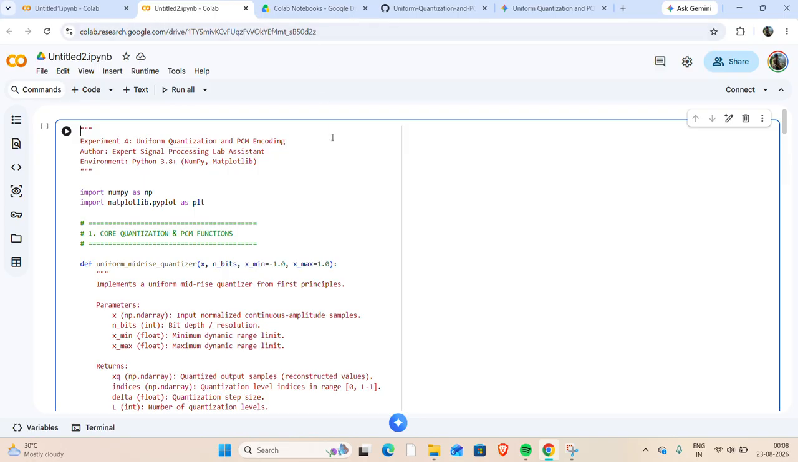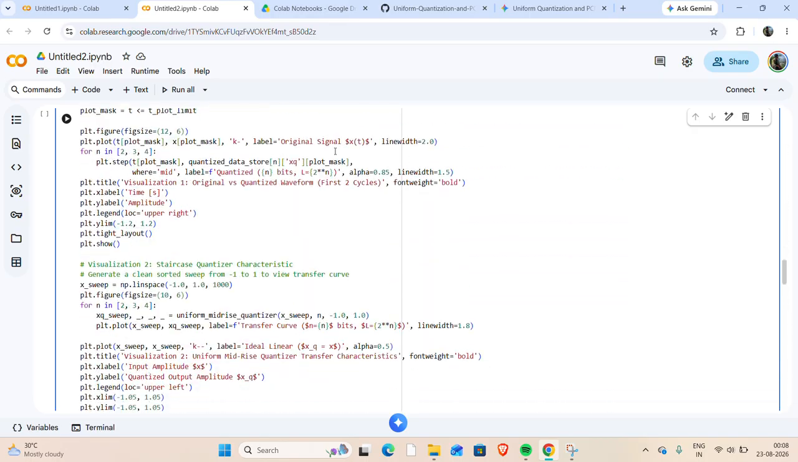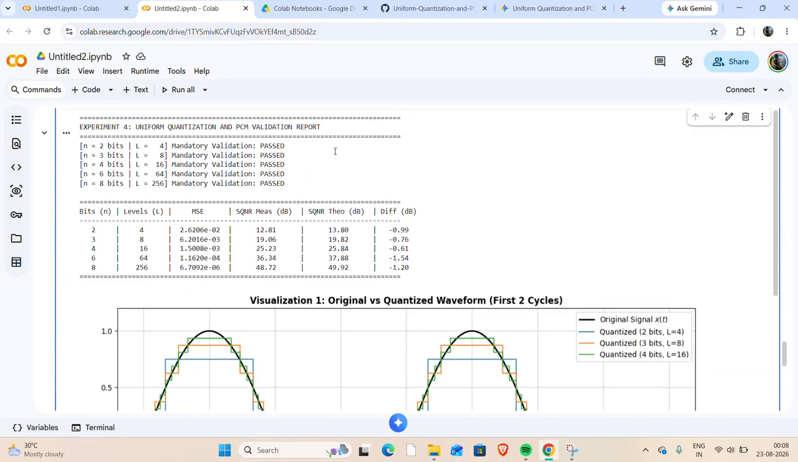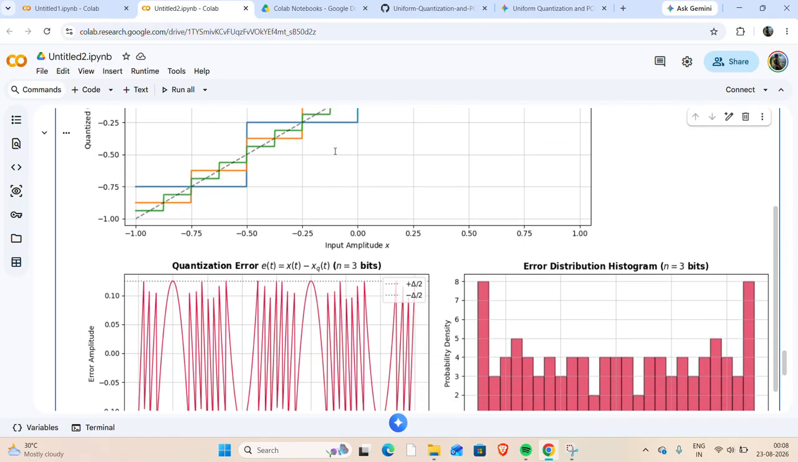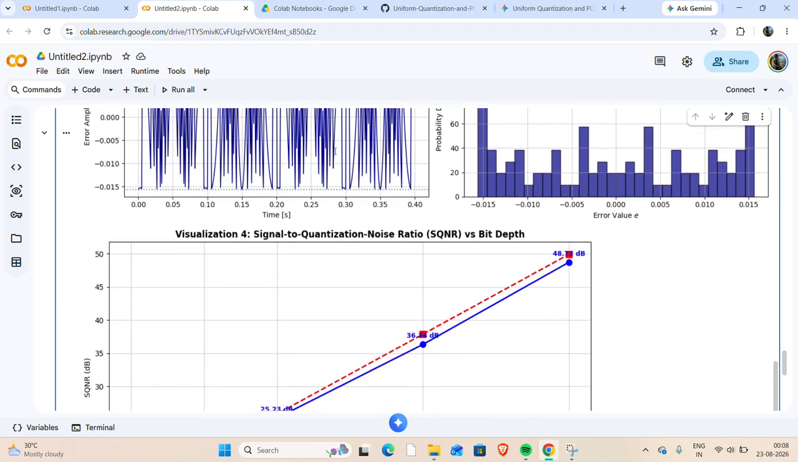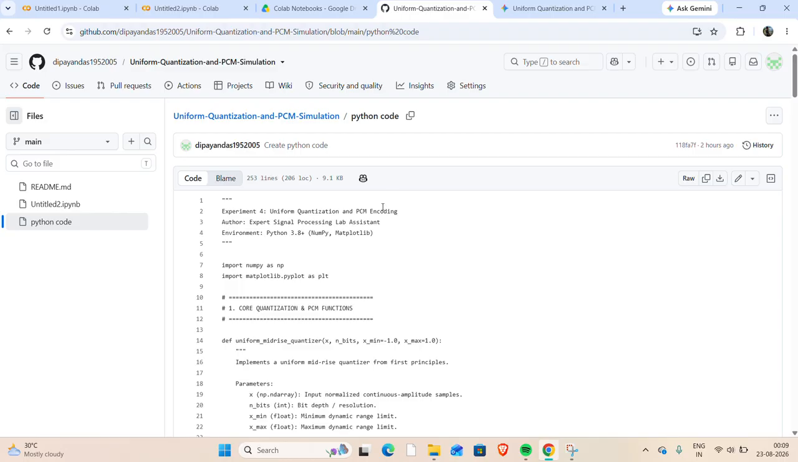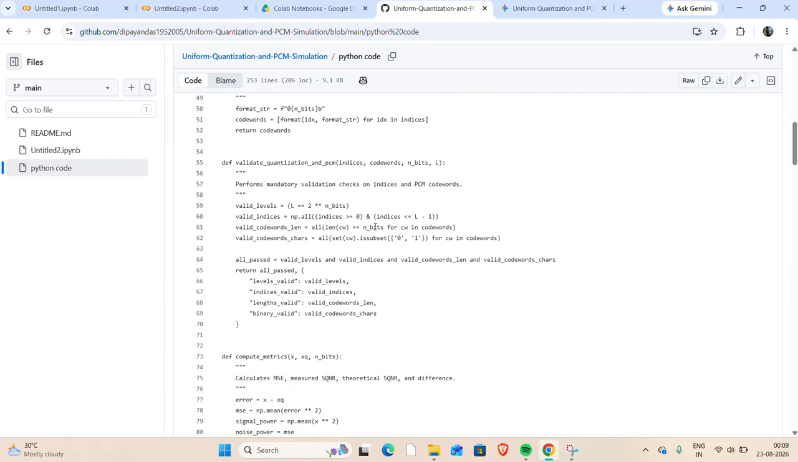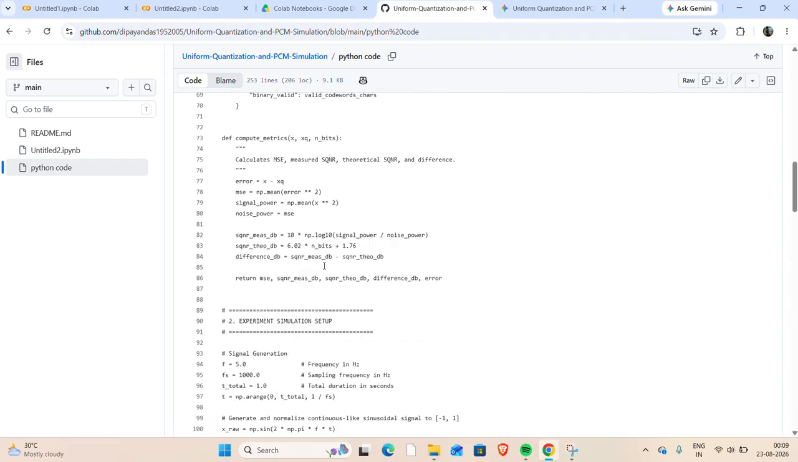Thank you. And this is my code. This is the values, and this is the graph. And this is my GitHub where I put the Python code. And this is my project.